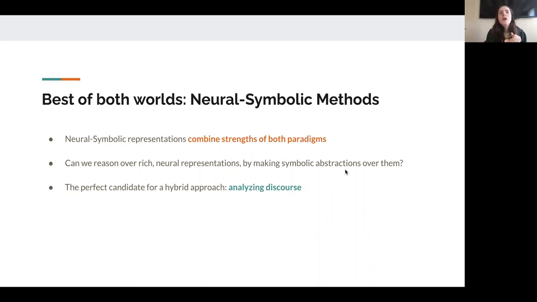So think about, we would like to, let's say, maybe explicitly model a particular concept, but then this concept can have a distributed representation of what this concept is. And we pitch in this work that the perfect candidate for a hybrid approach is analyzing natural language discourse.